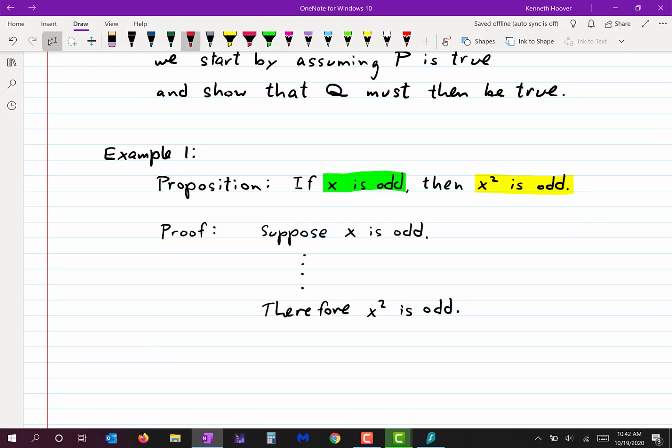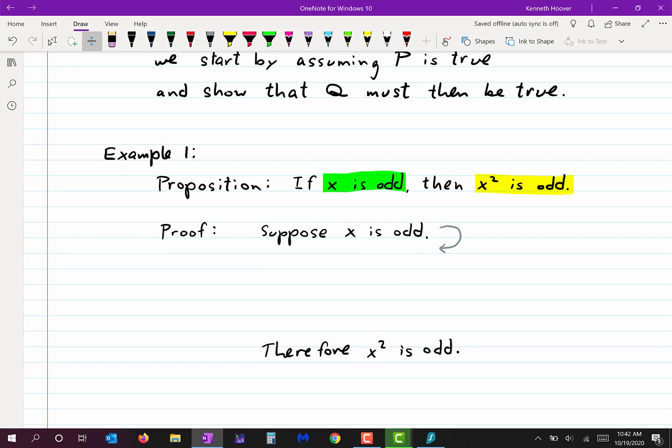So I can say that because x is odd, supposing that x is odd, what can I say? Well, what does it mean for x to be odd? It means that x equals 2a plus 1 for some integer a, right? So let's write that down. That's really the only place I can go from here.